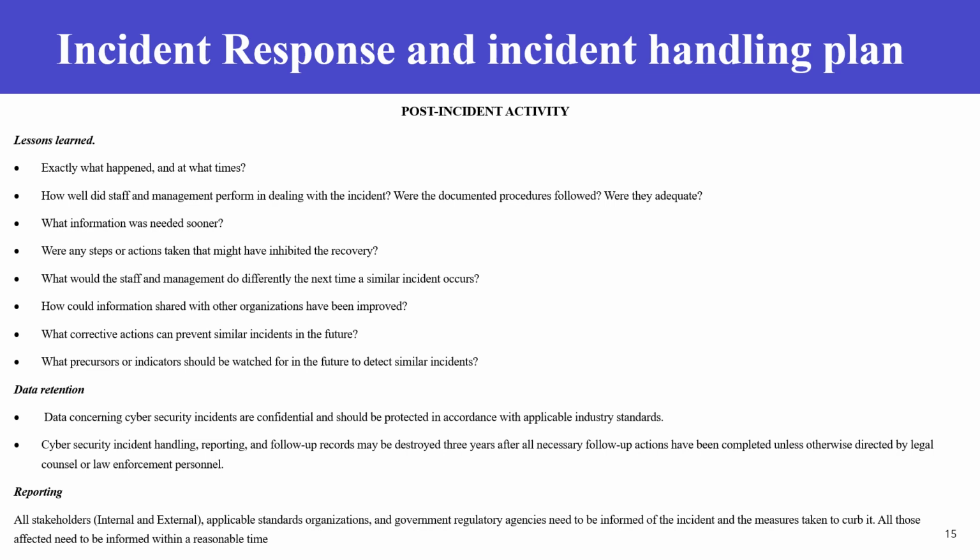The next part of the incident response plan is the post-incident activity. This is where we look at the lessons learned, data retention, and the reporting. So lessons learned: what exactly happened and at what time? What information was needed sooner? Were any steps or actions taken that might have inhibited the recovery? And what corrective actions could have been taken? And what precursors or indicators should be watched for in the future to detect similar incidents?